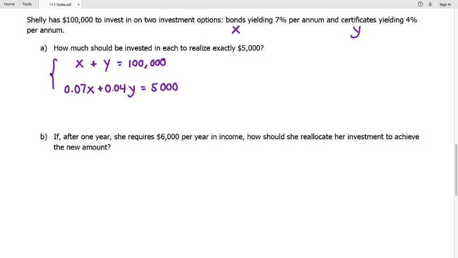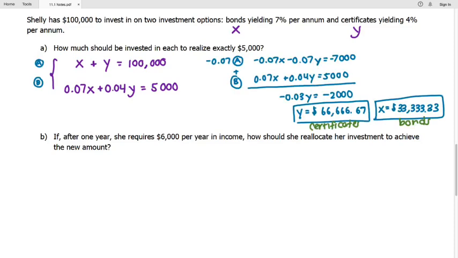I'm going to have you guys pause this video and solve for x and y, and then I'll have the answers ready to go in a minute. Okay, we're back. Hopefully we got that we're going to invest $66,666.67 in certificates and $33,333.33 in bonds. I ended up eliminating x by multiplying A by negative 0.07 and then solving for y. You could have easily done it the other way and eliminated y.